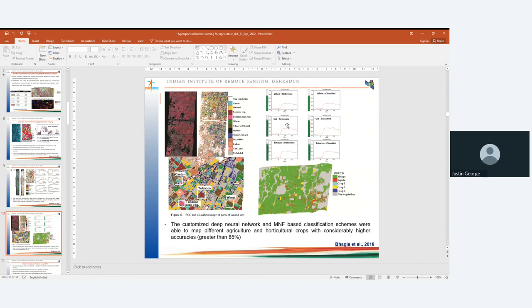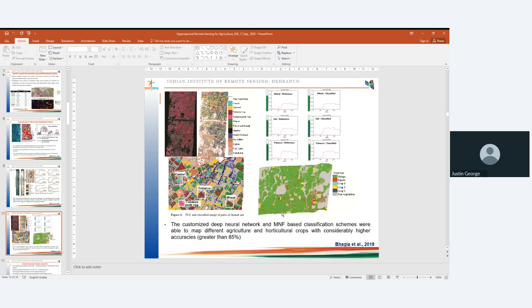In another attempt using a customized deep neural network and an MNF-based classification scheme, they were able to map different agricultural and horticultural crops with considerably higher accuracies, reaching up to 85%. Because we are classifying between very closely related crops, even the crop stages, when the tobacco crop is in the vegetative stage, or in a peak vegetative stage, or in a flowering stage, such discrimination was also attempted. Getting an accuracy of 85% for such fine level 3 or level 4 classification is very advantageous from a precision farming point of view.